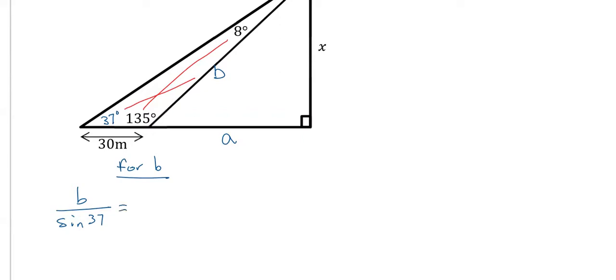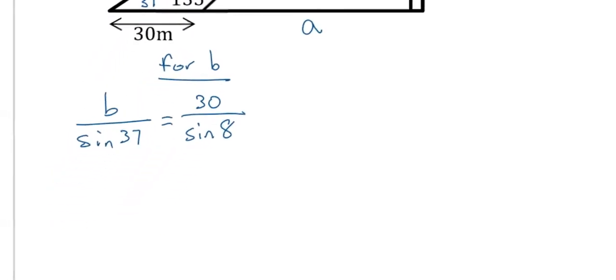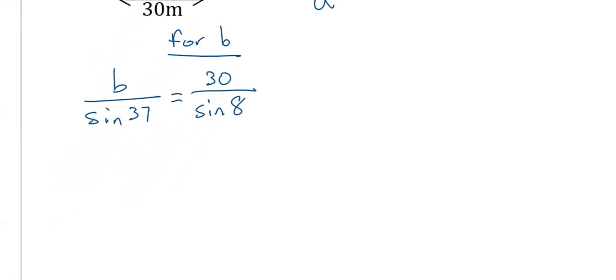And then equals, so I have to have all the side lengths on top. So I'm going to go with my side length on top, and then sine of the angle across from it on bottom, which is sine of 8. And then I want to see this rearranging step as well.